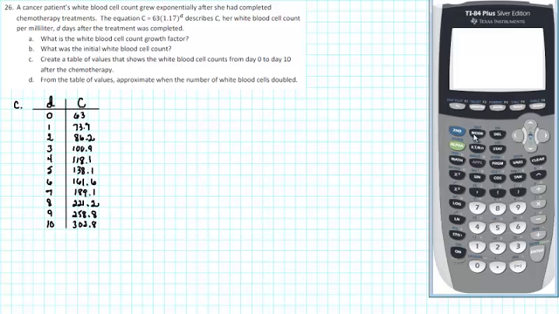So let's go back to the home screen and let's find 73.7 divided by 63. That's approximately 1.17. Next, let's take 86.2 and divide by 73.7. That's also approximately 1.17.